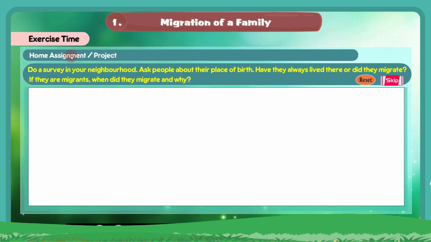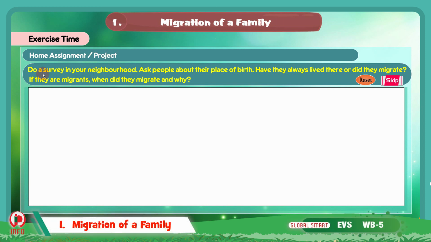In the home assignment or project, we have, do a survey in your neighborhood. Ask people about their place of birth. Have they always lived there or did they migrate? If they are migrants, when did they migrate and why? Survey means you have to ask them. Neighborhood is the houses around your house. Now you have to ask those people their place of birth.